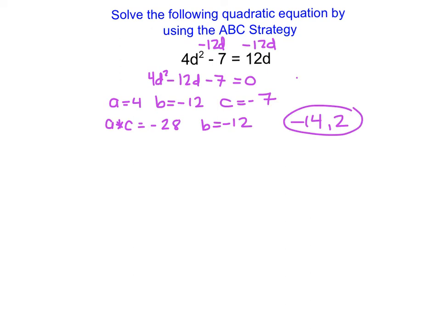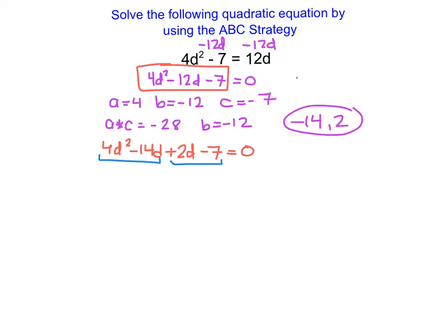but adds to -12. So I now rewrite this statement right here with that middle term represented by -14 plus 2. So this becomes 4d squared minus 14d plus 2d minus 7 is equal to 0. Then from here we pair these up and we find the greatest common factor, which this first one we find is 2 and d. So we get 2d, and then inside the parentheses becomes 2d minus 7.